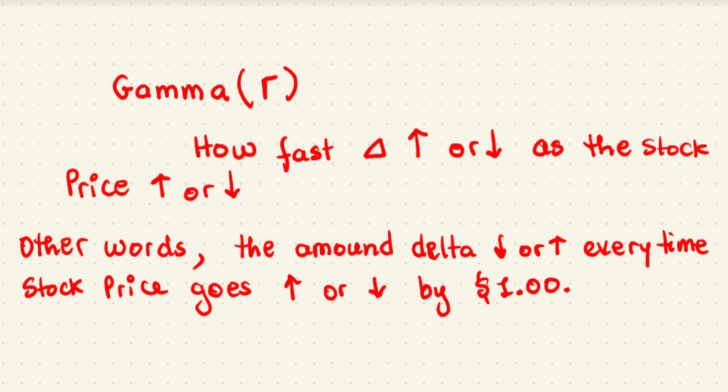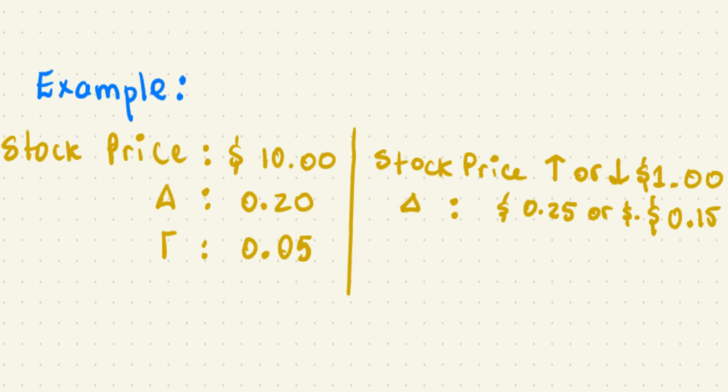Our third Greek example here is the gamma. So basically the gamma tells you how fast the delta, which we discussed earlier, is going up or down as the stock price changes. So in other words, it tells you how much the delta increases or decreases every time the stock price goes up $1 or goes down by $1. As our example shows here, we have a stock price, let's say at $10. So our delta shows at 0.20 and our gamma is at 0.05, right?